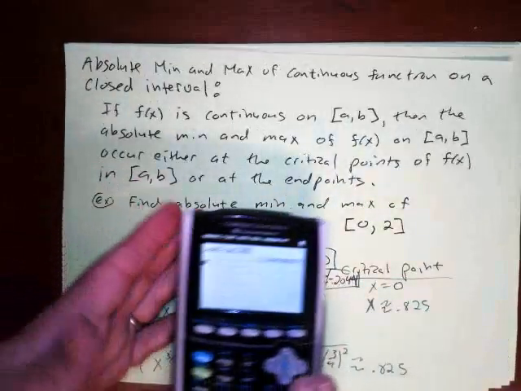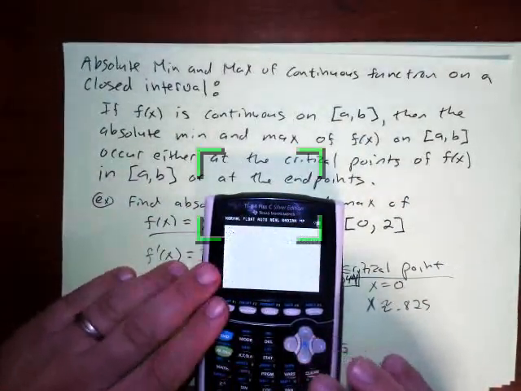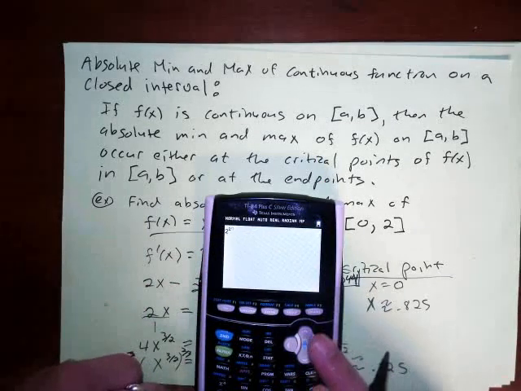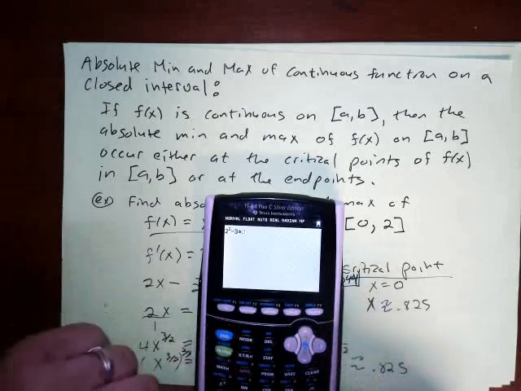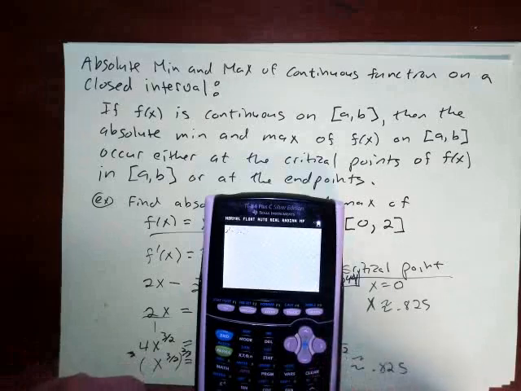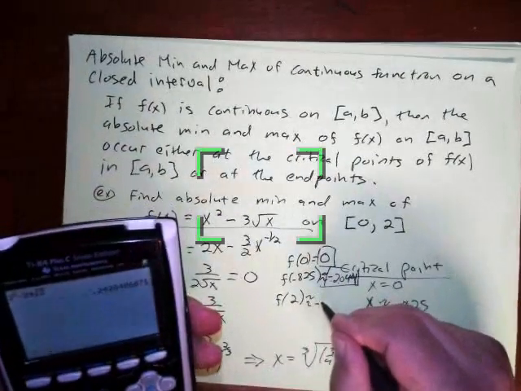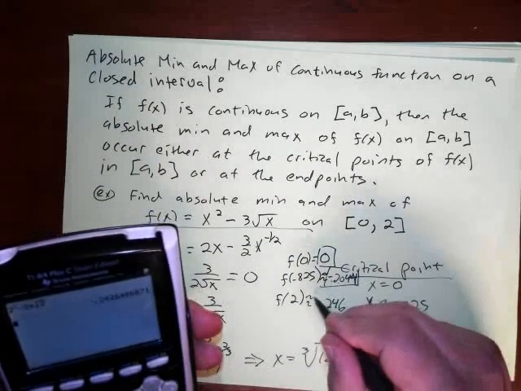And then now I can evaluate it at 2. So now I would get 2 squared minus 3 times the square root of 2. And there I get approximately negative 0.246.